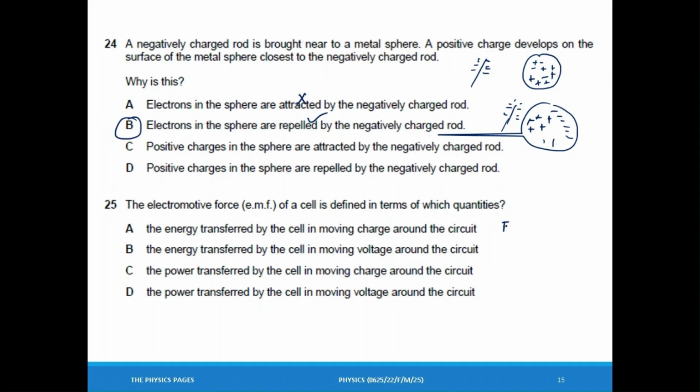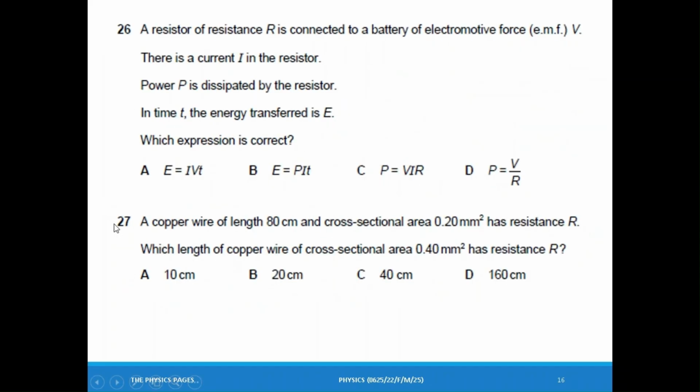We know that EMF is the work done on a charge to move it through a circuit by the battery. So this work done can also be considered as energy provided by the battery to a charge to move through a circuit. So you can say energy transferred by the cell in moving a charge around the circuit. Energy transferred by the cell per voltage is wrong. Power transferred is wrong. So you have option A as the correct option.